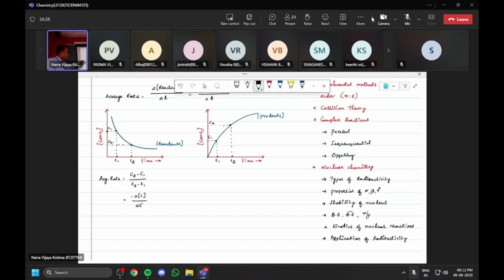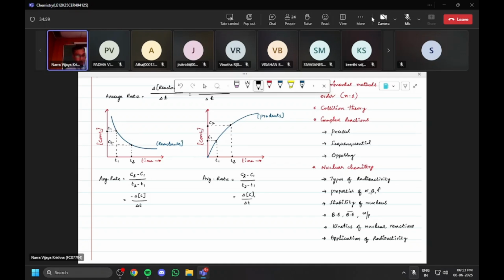Clear? This negative sign indicates decrease in concentration, because among C1 and C2, the C1 value is high, so the difference becomes negative. That's why I'm taking minus. In the same way, if I talk about products, what is the average rate? Here also I will write the same: C2 minus C1 upon T2 minus T1. Now what about C2 and C1 values? C2 is greater than C1, so the value becomes positive. So here I will write delta C upon delta T.